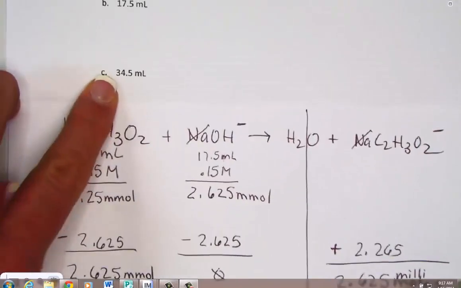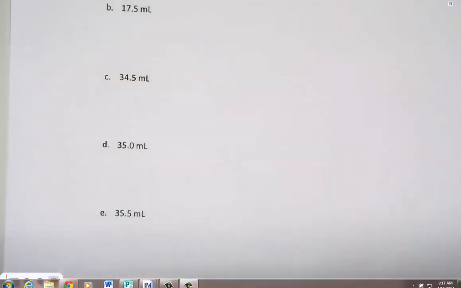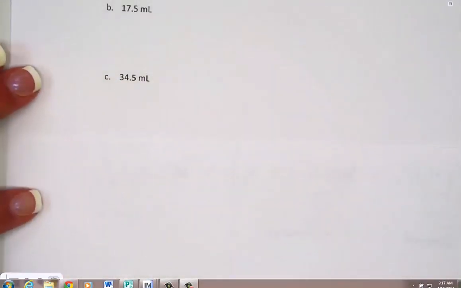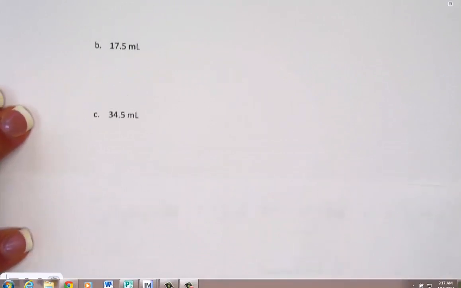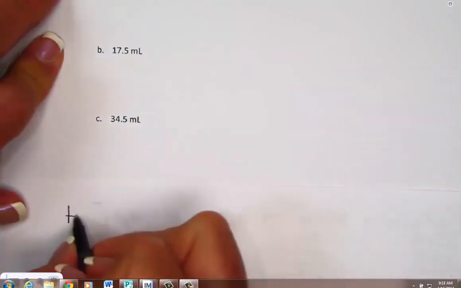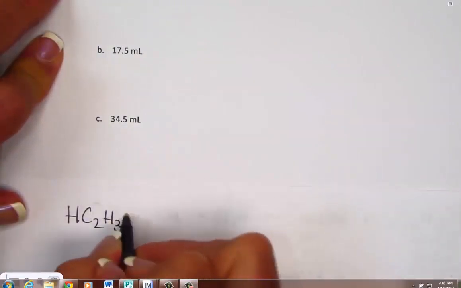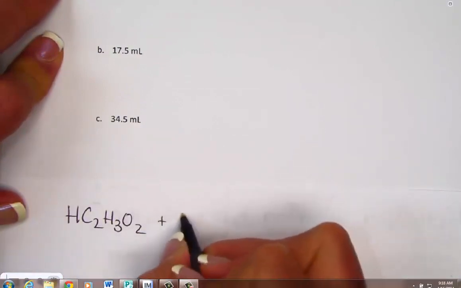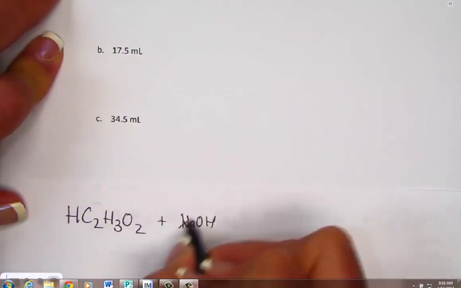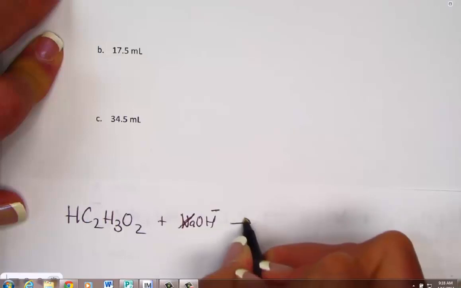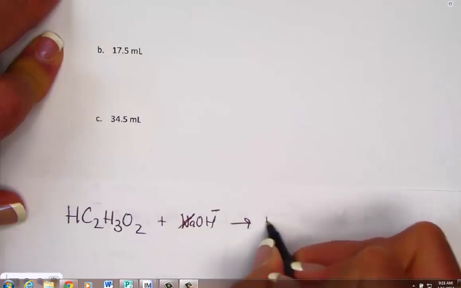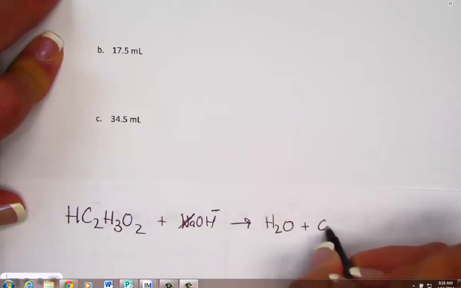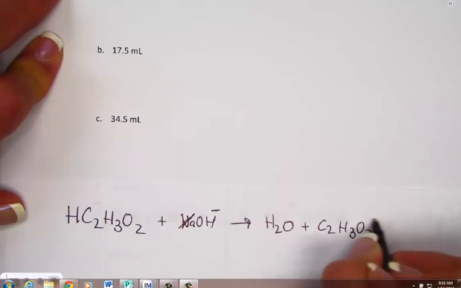What if we added 34.5 milliliters to this solution? Let's see what we have now. Again, I like to keep track. We need to keep track of what millimoles are present. And again, I can choose to leave off the spectator, knowing that a water molecule forms and we're left with a conjugate base, the acetate.